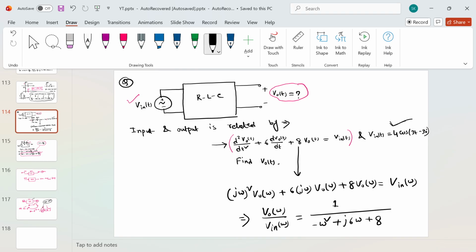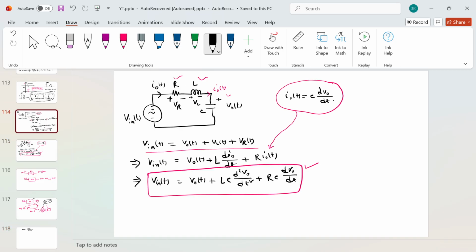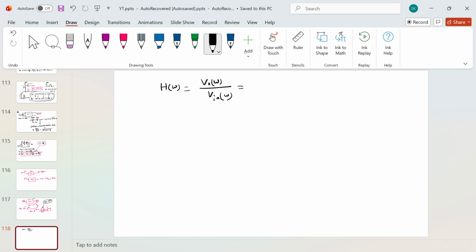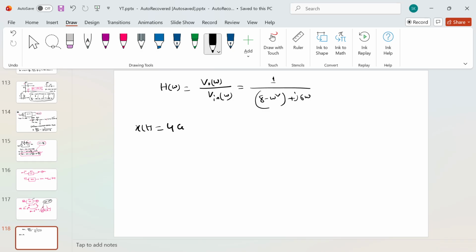so let me write down here. h of omega is equal to V naught of omega by V in of omega, which is simply 1 by 8 minus omega square plus j6 omega. Okay, now your input x of t is simply 4 cos(3t minus 30 degree), right? 4 cos(3t minus 30 degree).